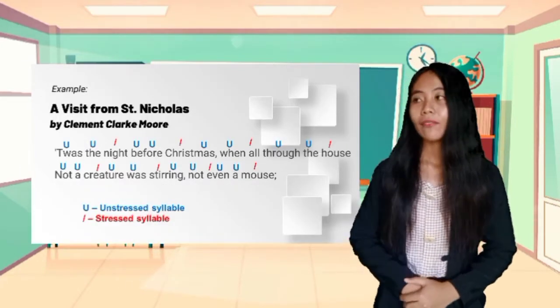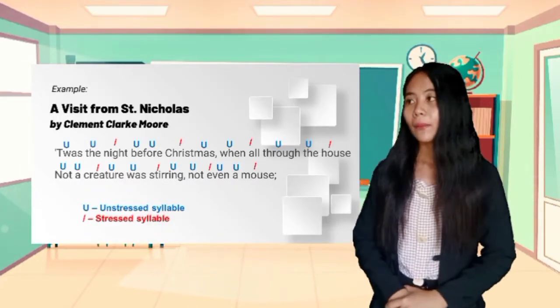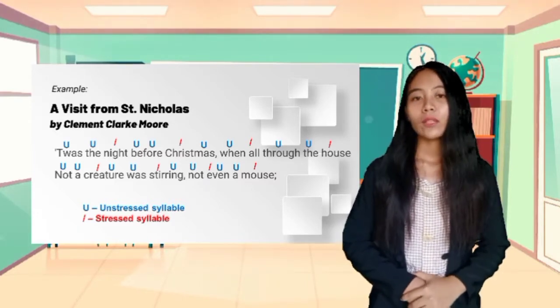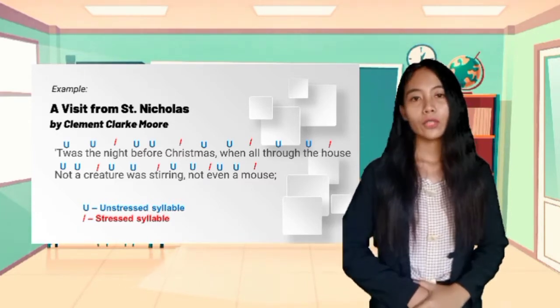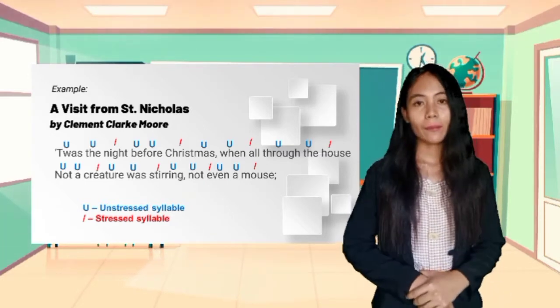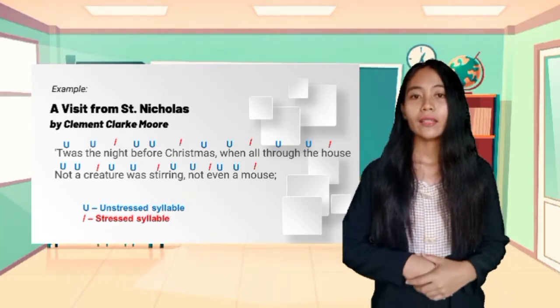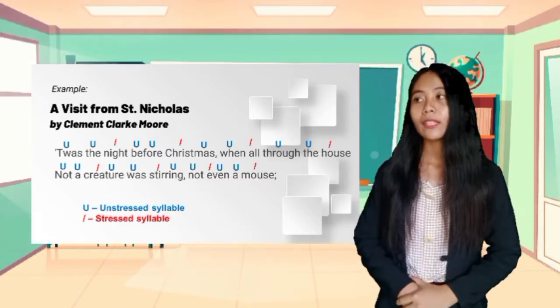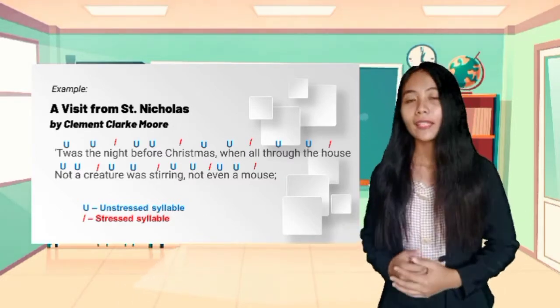For example, A Visit from St. Nicholas by Clement Clarke Moore. "'Twas the night before Christmas, when all through the house, not a creature was stirring, not even a mouse." Here we can notice that the first two syllables are unstressed and it is followed by the stressed syllable.